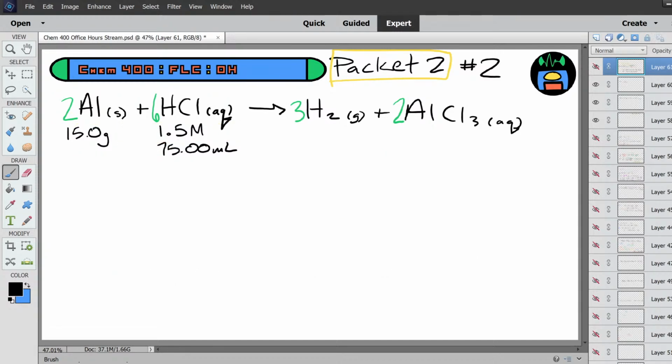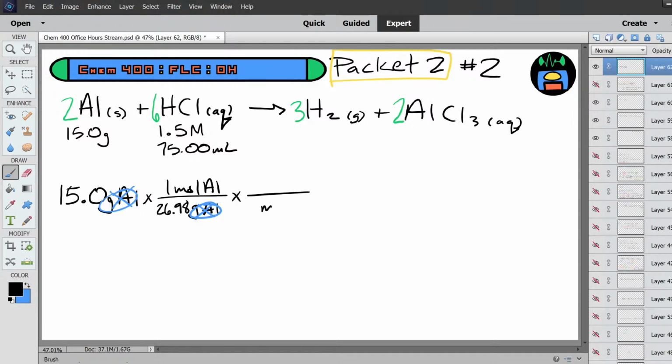All right, so let's do the limiting reactant calculation, starting with aluminum. So we start with 15 grams of aluminum. Step number one, we need to convert grams to moles. And the atomic mass of aluminum is 26.98. So grams of aluminum cancel.